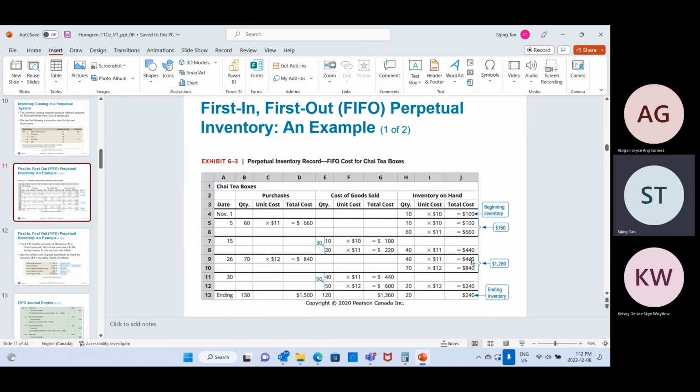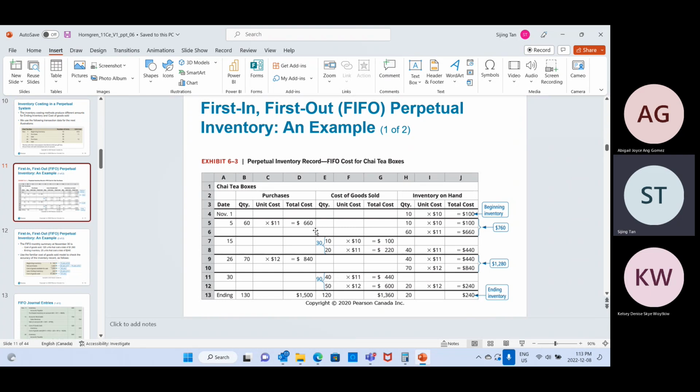Here is a table. When you need to do a question like this, you can simply use this template for the calculation. We have purchases, cost of goods sold, and inventory on hand. November 1st is our beginning inventory. We have 10 units at $10, so our total beginning inventory is $100. Now November 5th, we purchased 60 more boxes at $11.